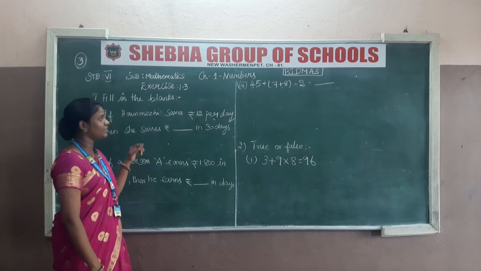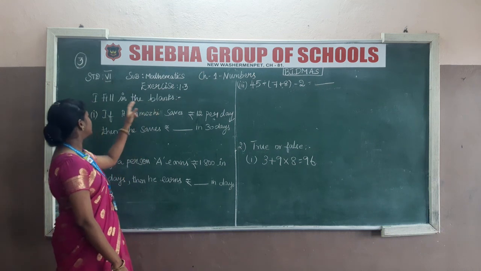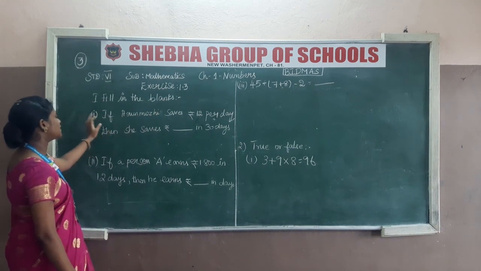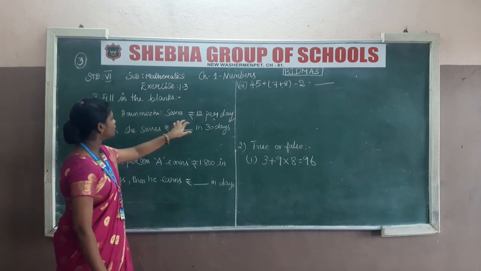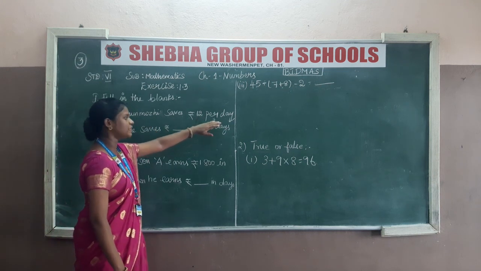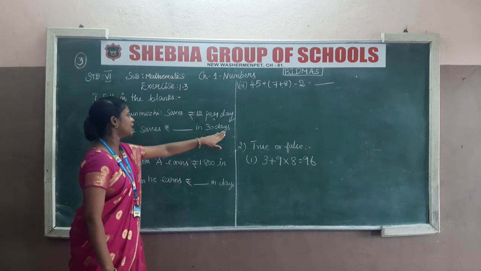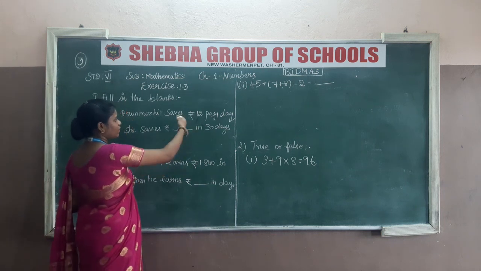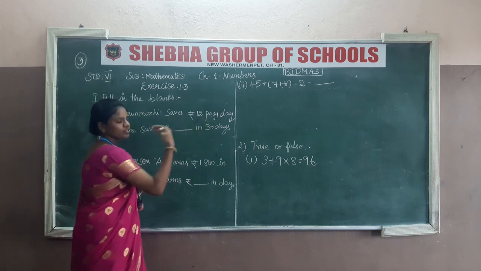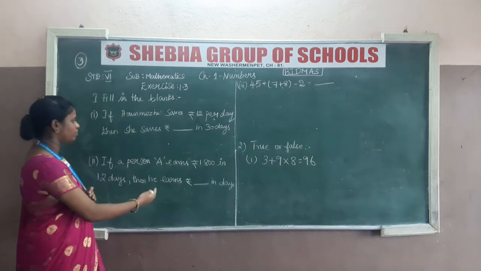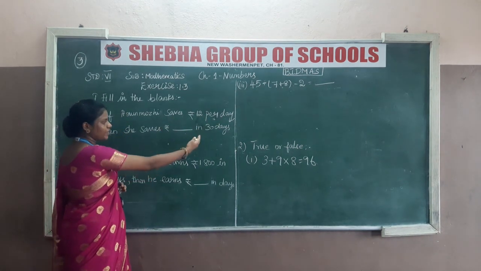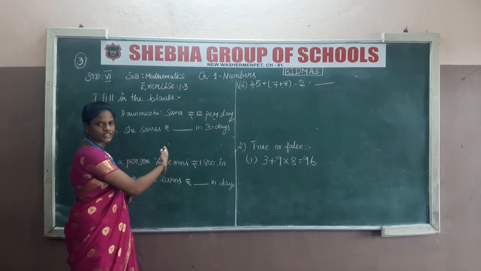Now we start exercise 1.3. First, fill in the blanks. The question is: if Arunmoli saves rupees 12 per day, per day means 1 day, then she saves dash in 30 days. So how much does she save at 12 per day? Per day she saves 12 rupees. Then how much does she save in 30 days?